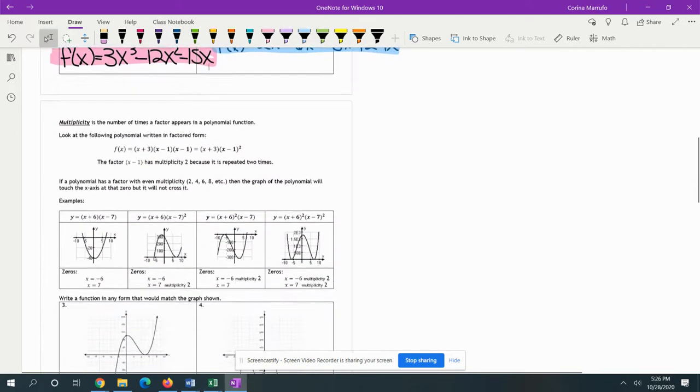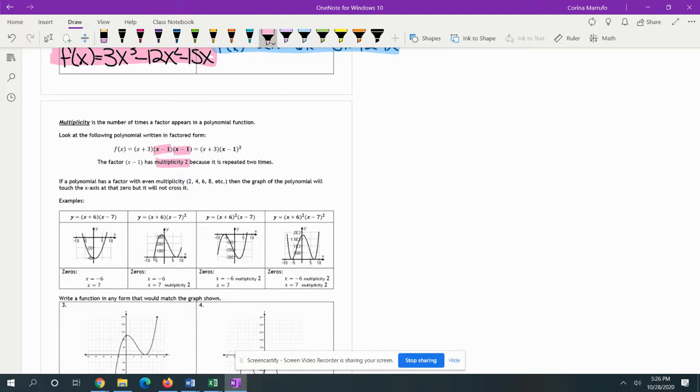All right, let's see what's next. Okay, next is multiplicity. So multiplicity is the number of times a factor appears in a polynomial function. Look at the following polynomials written in factored form. So what that means is, if you see, we have x minus 1 that appears twice, okay? So the way that you figure out that you have a multiplicity of 2 is by looking at the graphs. So it says here, the factor of x minus 1 has a multiplicity of 2 because it's repeated 2 times.